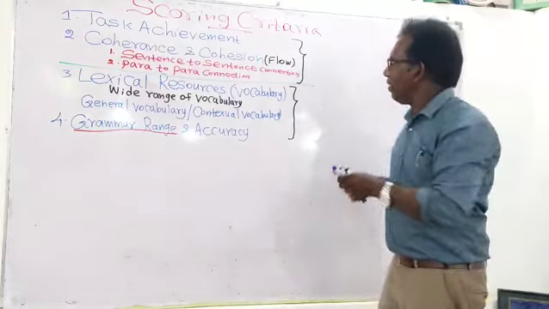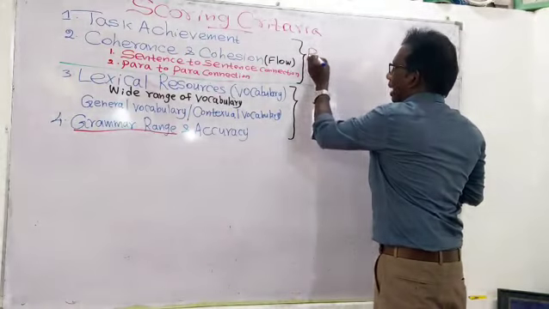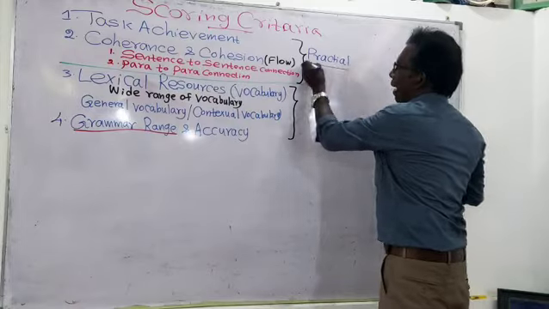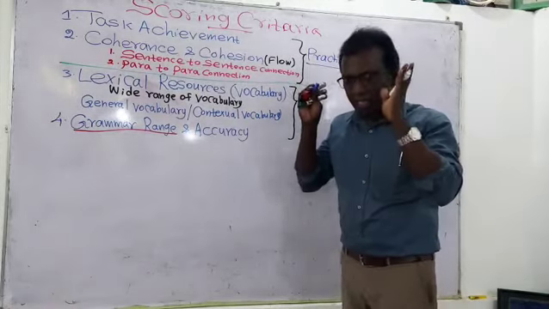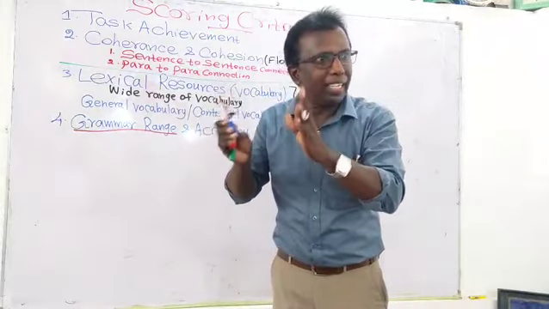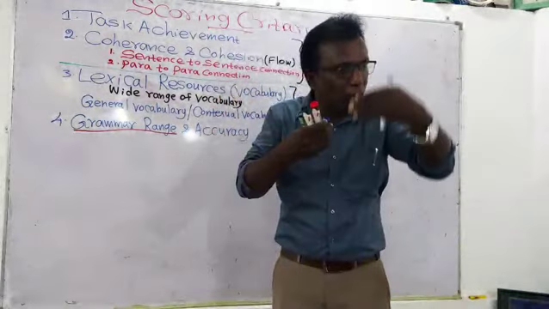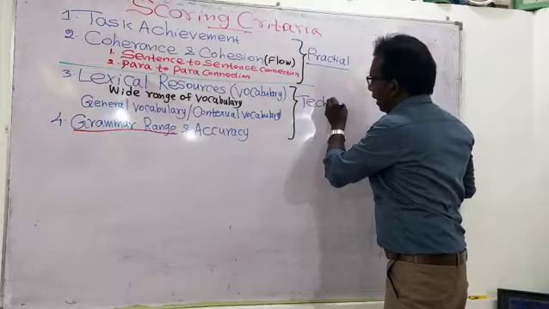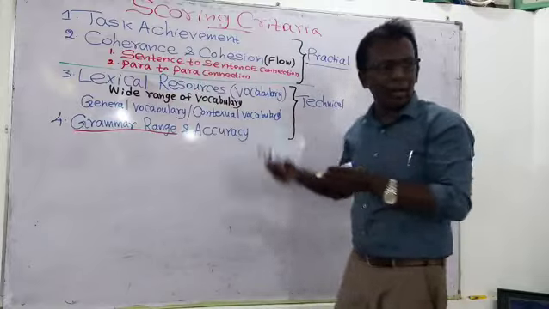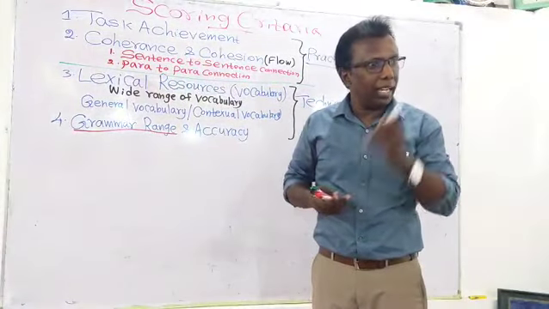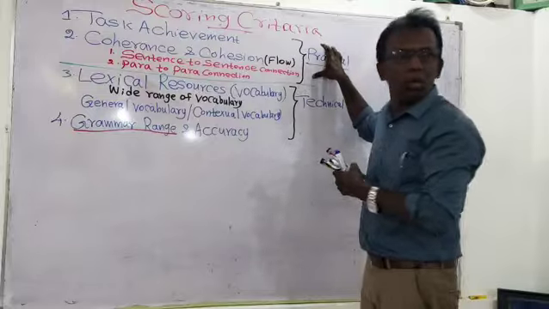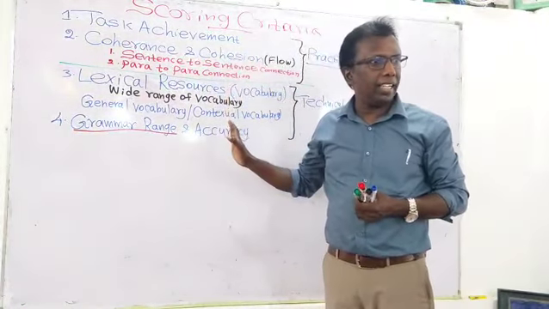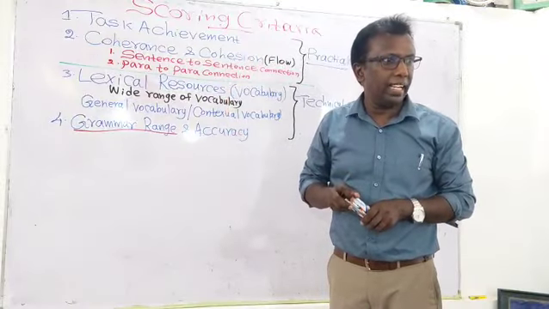I will explain. These two criteria, I can say, are more like practical criteria. This is more practical focus. Why? Because task achievement is practical, and coherence and cohesion, flow, is practical. But these two criteria are more technical. Grammar and vocabulary are more technical. So this is more technical and this is more practical. That's the nature of the IELTS writing scoring criteria.